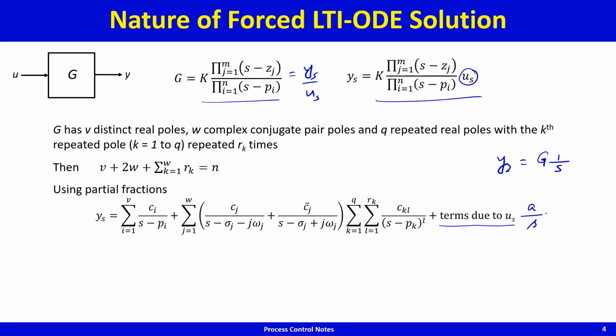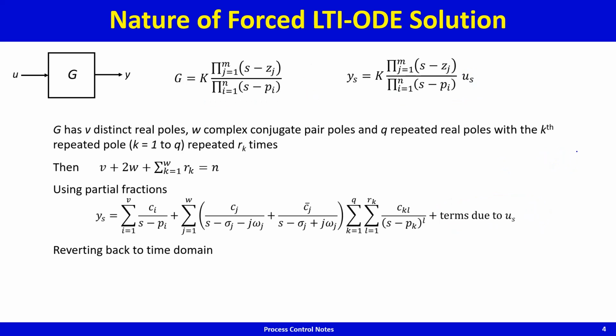U(s) could be a sinusoid or a cosine or a ramp and so on and so forth, but you see, you will get terms that are additional due to U(s), and these terms will have a form that is very similar to the forcing function itself.